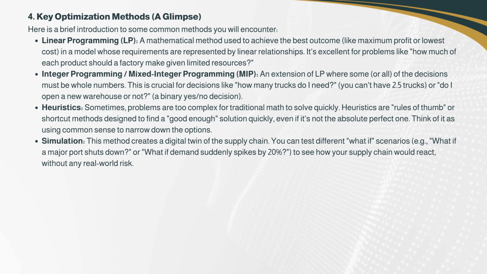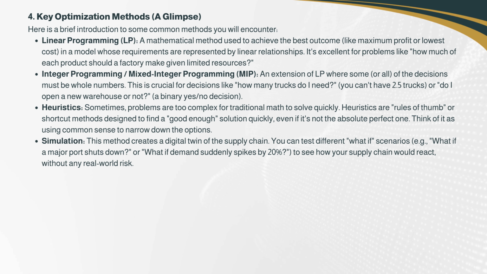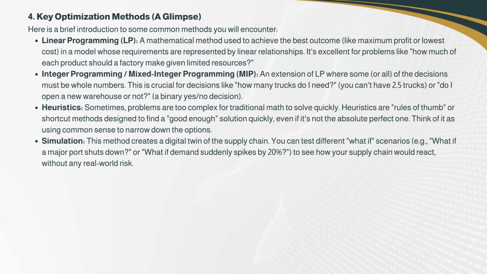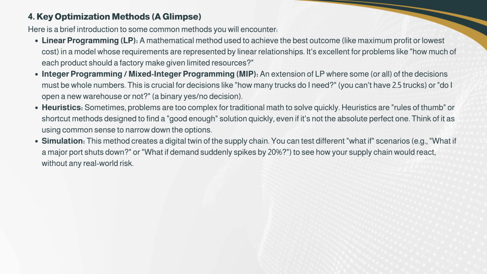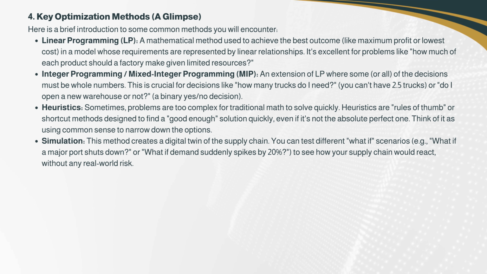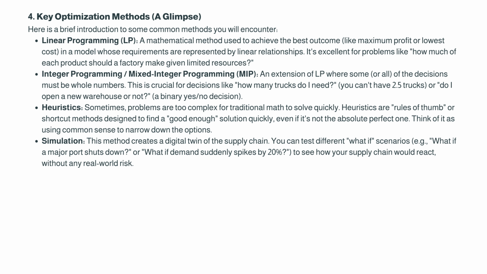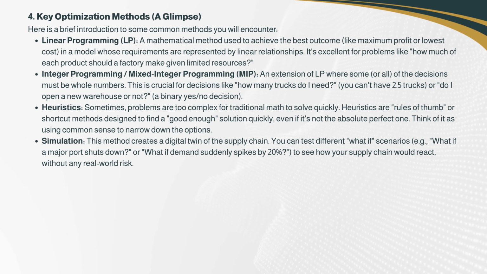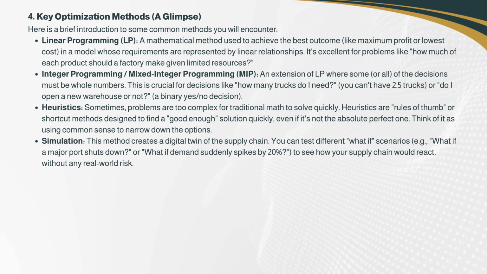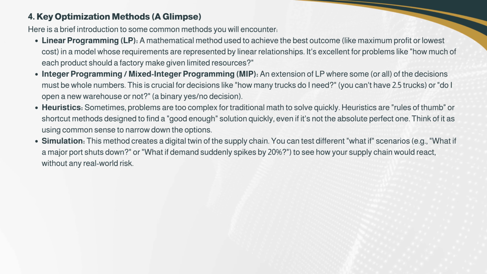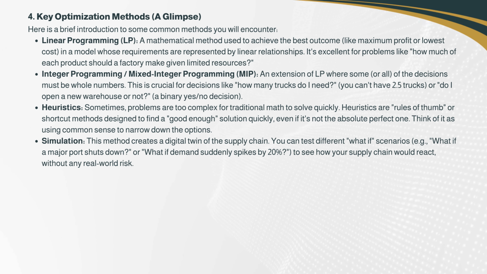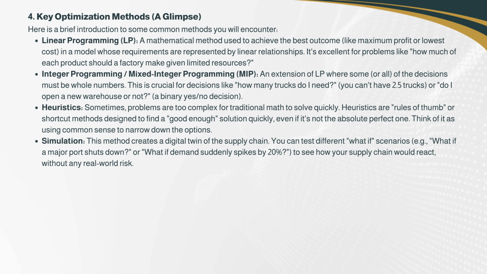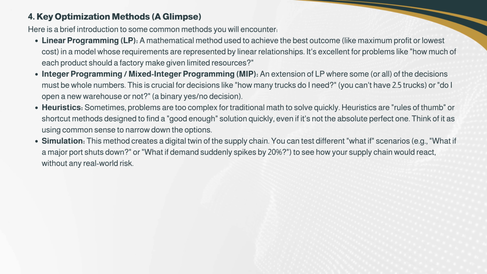Heuristics. Sometimes, problems are too complex for traditional math to solve quickly. Heuristics are rules of thumb, or shortcut methods designed to find a good enough solution quickly, even if it's not the absolute perfect one. Think of it as using common sense to narrow down the options. Simulation. This method creates a digital twin of the supply chain. You can test different what-if scenarios, e.g., what if a major port shuts down, or what if demand suddenly spikes by 20%, to see how your supply chain would react, without any real-world risk.